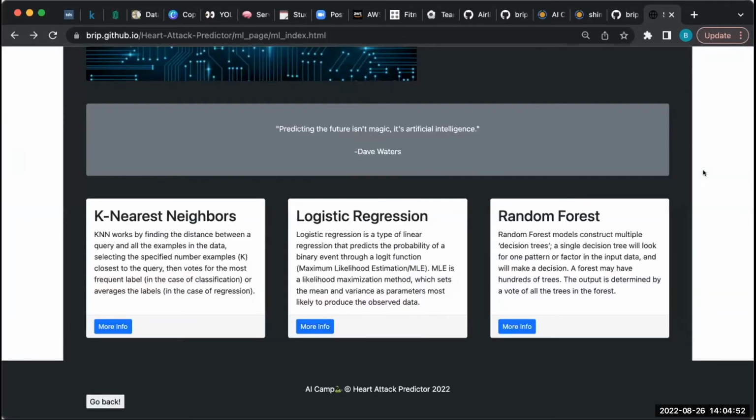The third model we experimented with was a random forest. Random forest models construct multiple decision trees. A single decision tree will look for one pattern or factor in the input data and will make a decision or an output. A forest may have hundreds of trees, and the output is determined by the votes of all the trees in the forest.